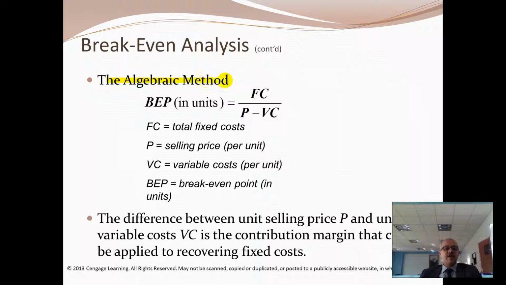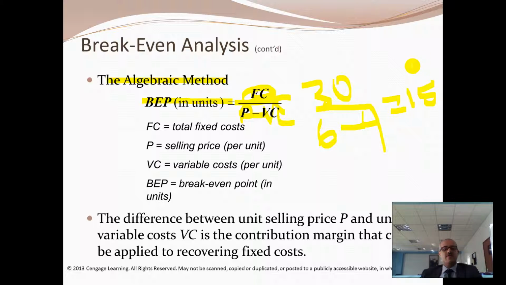So this is the algebraic method. Break-even point in units equals fixed cost divided by the price minus the variable cost. So the fixed cost is 30,000 divided by 6 minus 4, which in this example equals 15,000. Okay. FC is fixed cost, P is selling price, VC is variable cost, and break-even point is BEP.